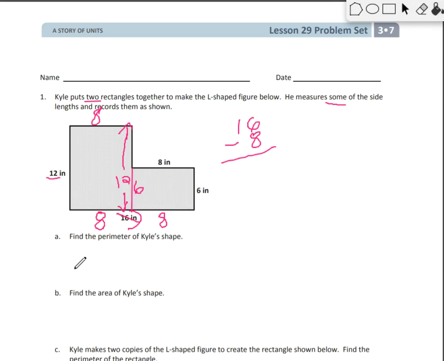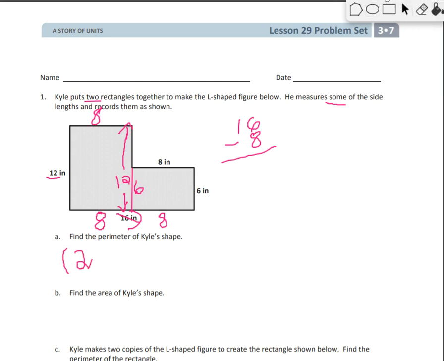Let's look at part A. It says, find the perimeter of Kyle's shape. So we want to use our grouping to add this up because we're going to end up with quite a few numbers here and that can be overwhelming for us. So I'm going to combine and do my doubles whenever possible. I'm going to start with 12 and 12. 12 plus 12 is 24.